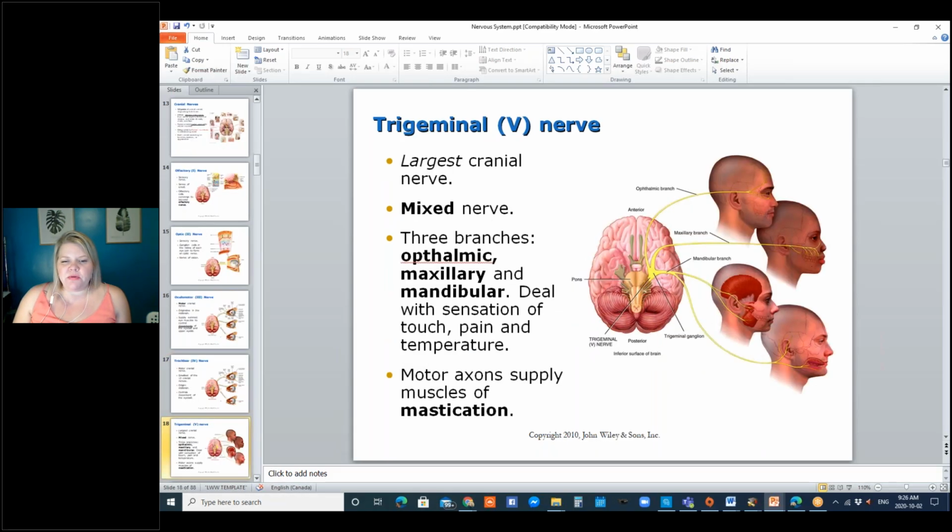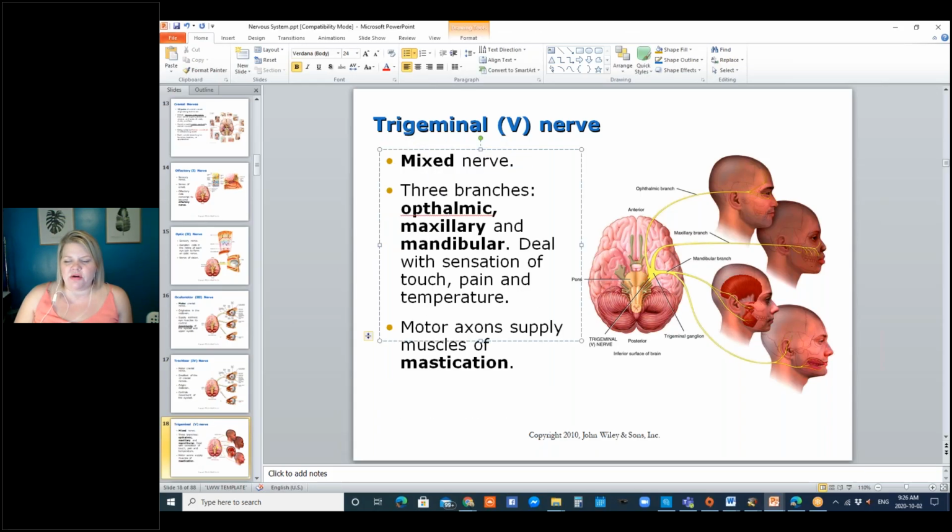Trigeminal, cranial nerve number 5, is, well, I don't know why this is called the largest cranial nerve, because I would actually argue that, so I'm just going to delete it because I don't agree with that. It's a mixed nerve, meaning it has sensory and motor function. Okay, and there's branches off this nerve. So we can see the trigeminal nerve and several branches off of it. This is one cranial nerve.